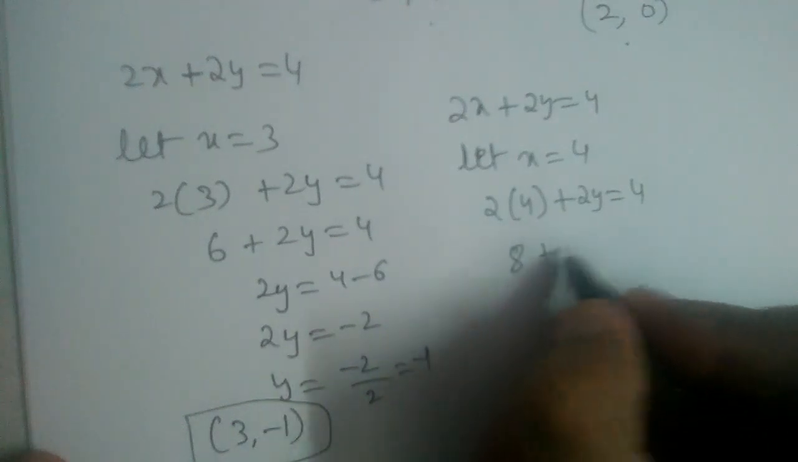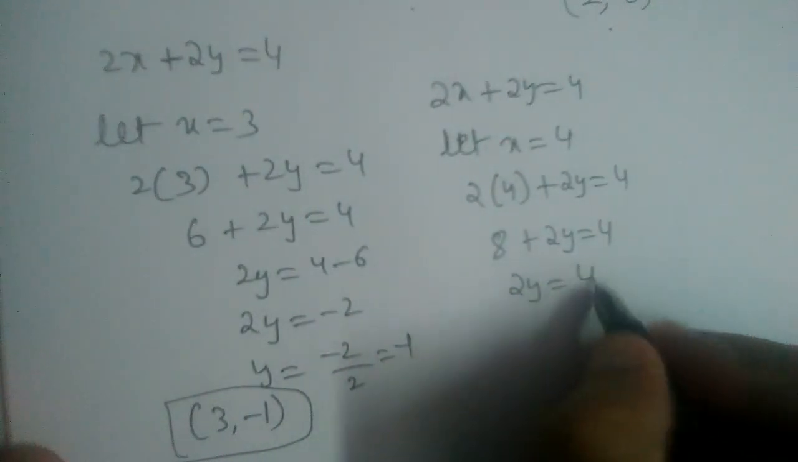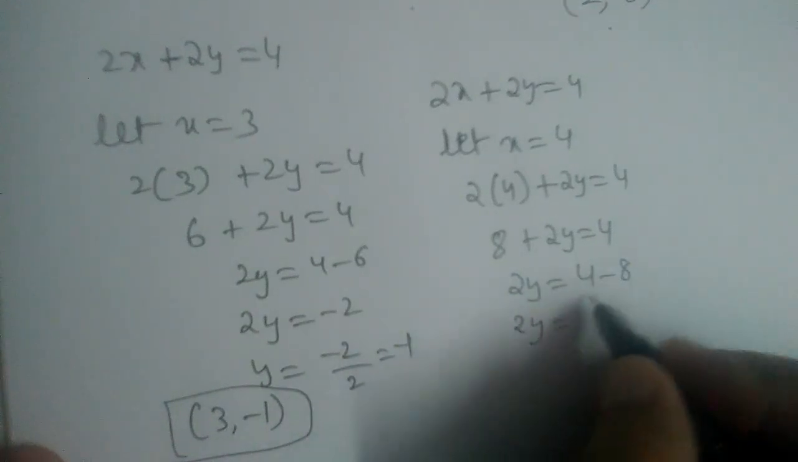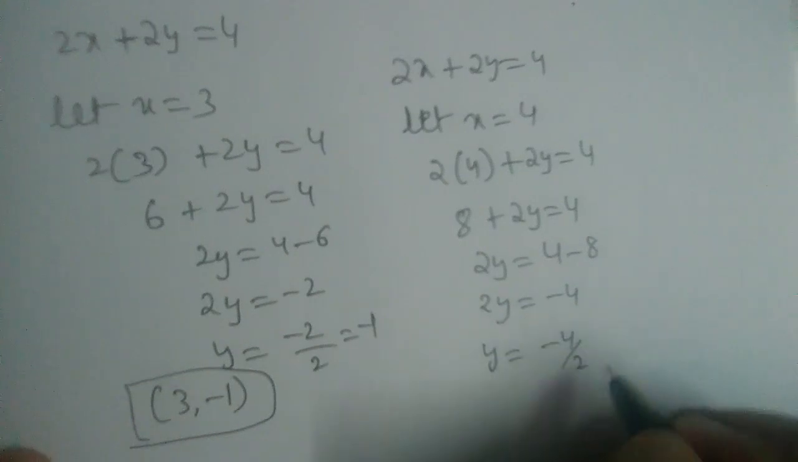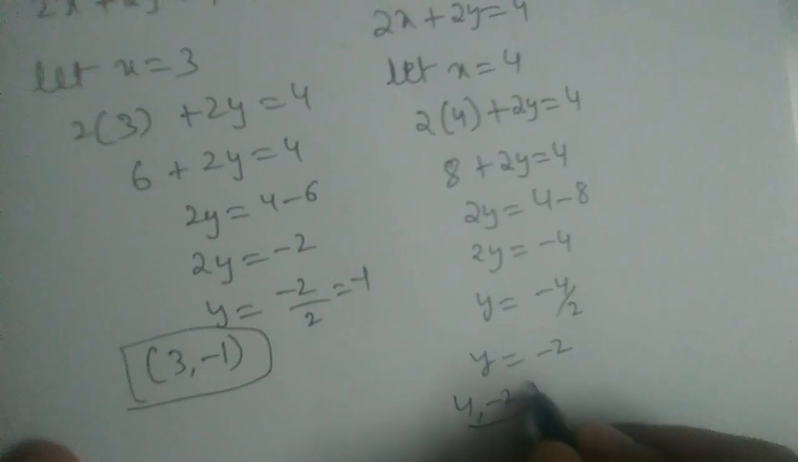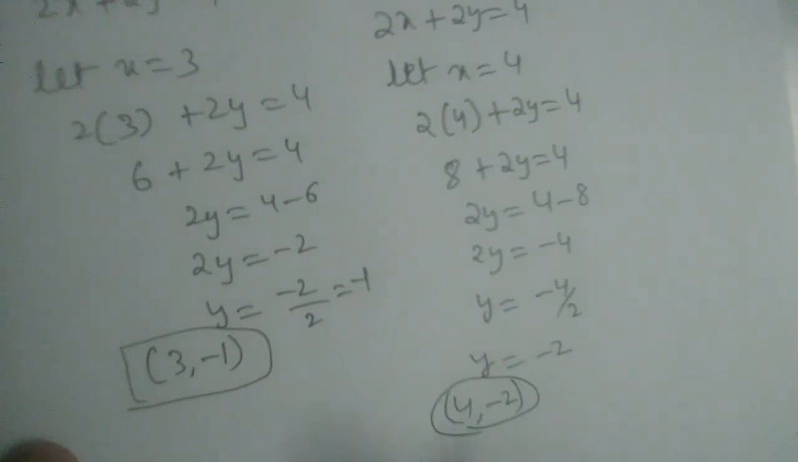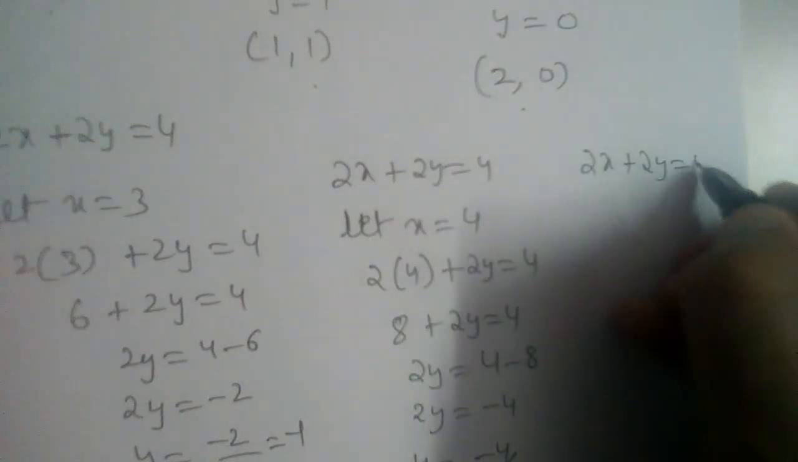2 fours are 8. 8 plus 2y is equal to 4. So 8 goes on the other side, becomes minus 8, right? So 2y will be equal to 4 minus 8, which is minus 4. So y will be minus 4 divided by 2, minus 2. So this is (4, -2). We got the second point. Let us get the third point also.